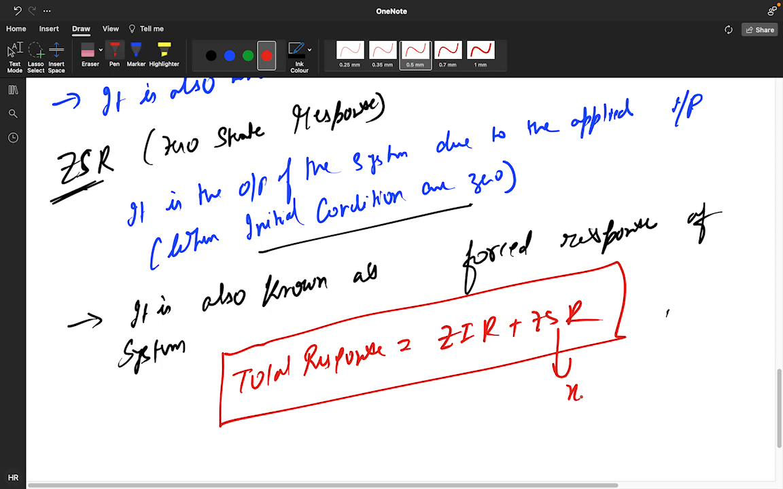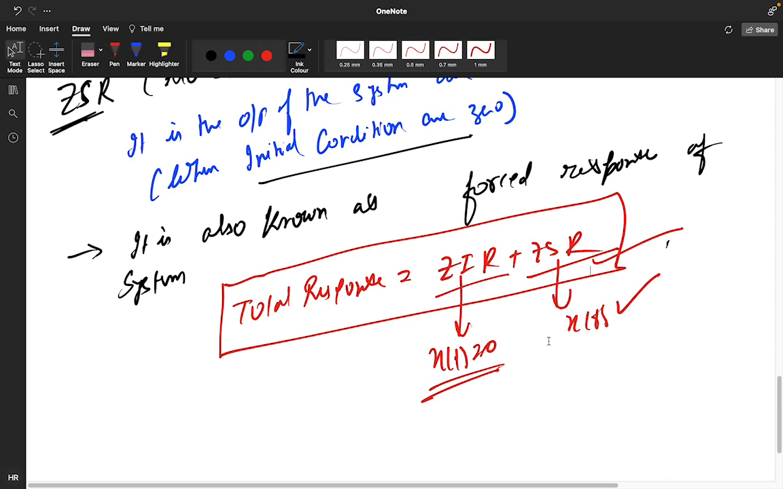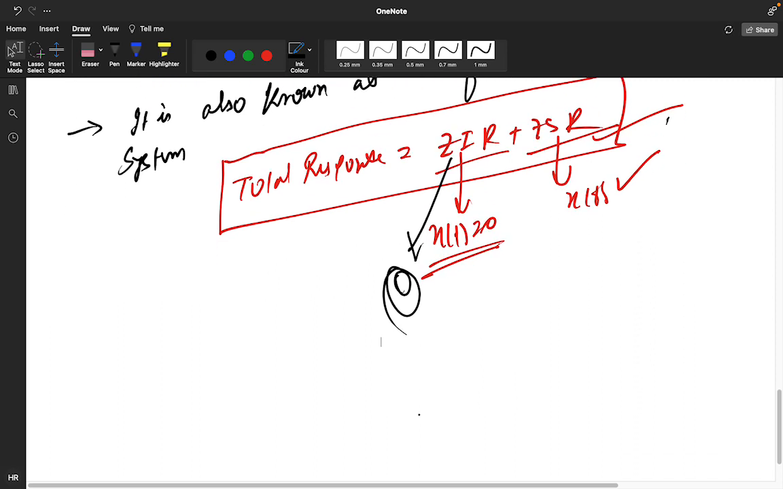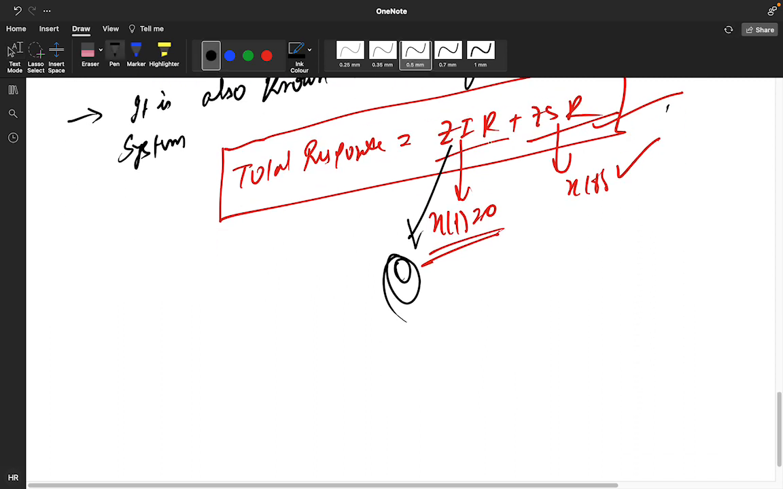In ZIR your input is 0 but you are taking the initial condition. In ZSR you are not taking the initial condition. So ZIR is due to the initial condition and ZSR is due to the applied input. The definition of a transfer function includes zero initial condition. So for a transfer function, zero initial condition means your ZIR value will be 0, because we don't have to take the initial response.